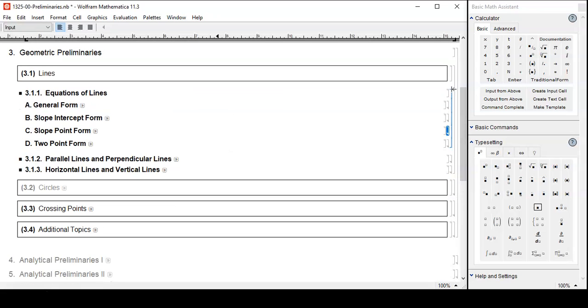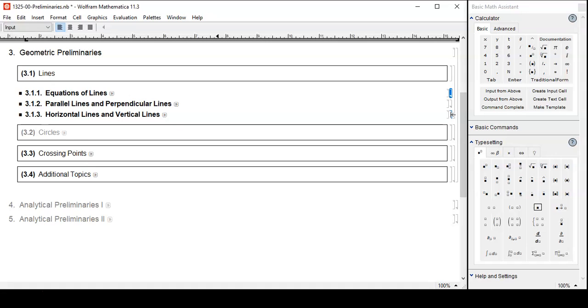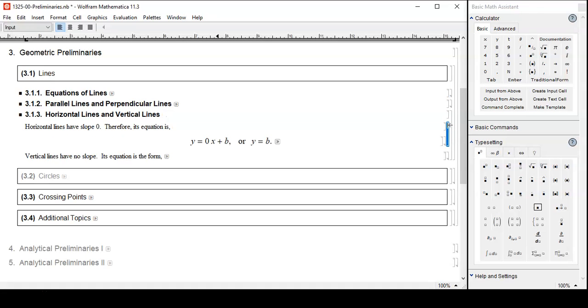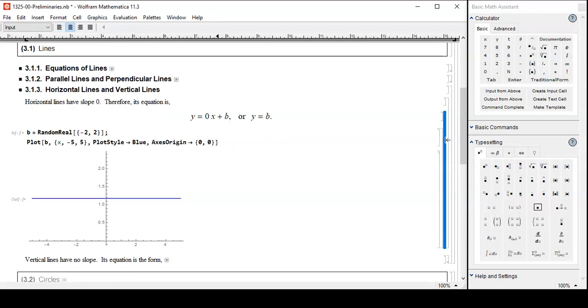Okay, what about the next topic here? Horizontal lines and vertical lines. Horizontal lines have slope 0. So y equals 0 times x plus b. That one drops out, so we have just y equals b. As you can see in this picture, it's just a horizontal line, rise over run. No matter how many units I run to the right, there's no rise. It does not go up. Horizontal line. So whenever you have y equals something, that's a horizontal line. You can rewrite it as y equals 0x plus that something.